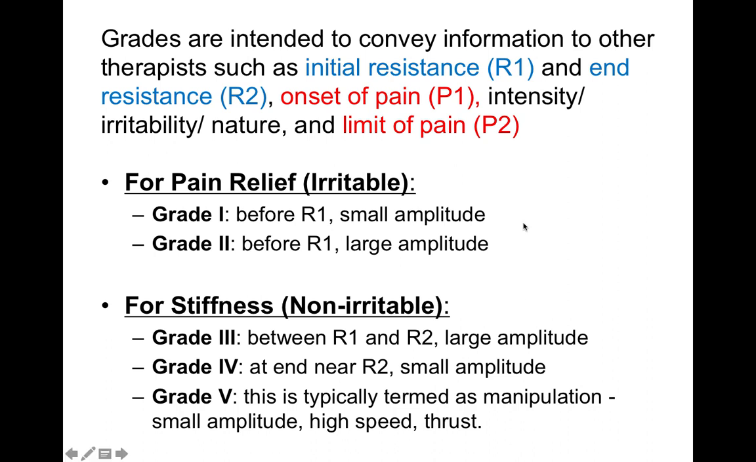Grade 5 is typically termed a manipulation: small amplitude, high velocity. Realize that within one treatment session, if the patient has irritability in that particular joint, we might start with grade 1s and grade 2s. But after we spend time, or after we produce multiple bouts, we may then have some pain relief or decreased irritability, which would allow us to move into higher grades, such as grade 3 and above. So you can actually have changes of the grades that you're able to provide as the intervention, even within treatment.